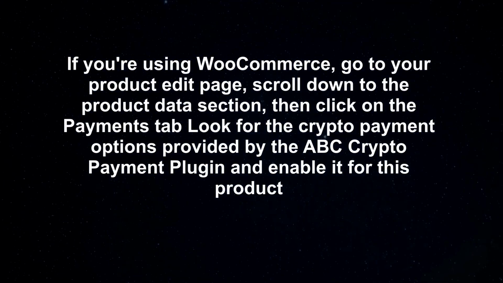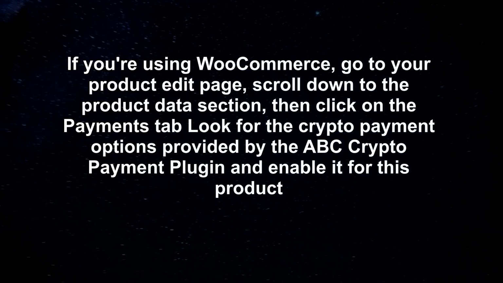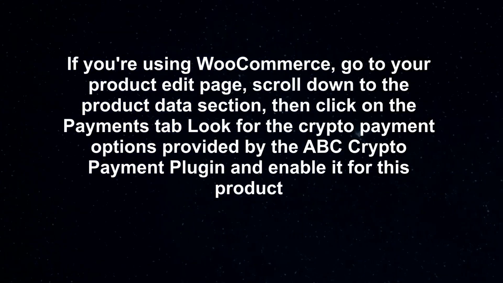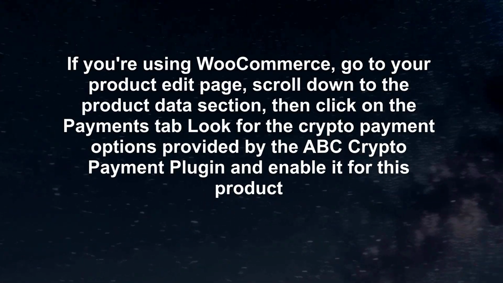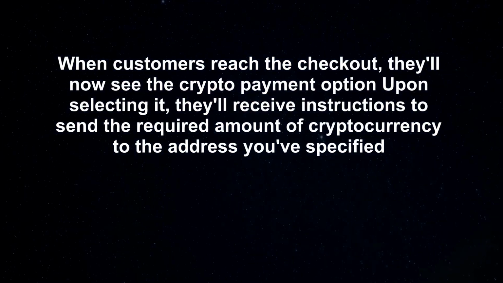If you're using WooCommerce, go to your product edit page, scroll down to the product data section, then click on the Payments tab. Look for the crypto payment options provided by the ABC Crypto Payment plugin and enable it for this product. When customers reach the checkout, they'll now see the crypto payment option.